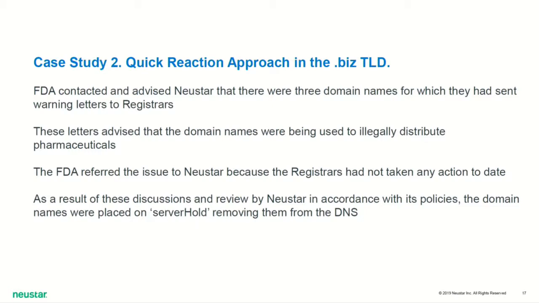From that review, those 6 domain names were found to be in violation of our acceptable use policies, and they were placed on server hold due to those violations, with notification to the registrars involved.